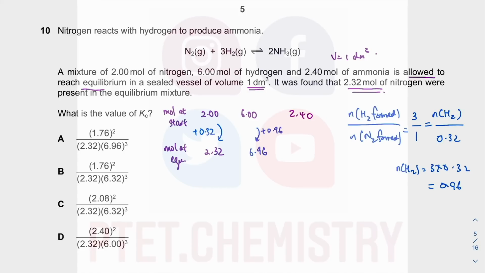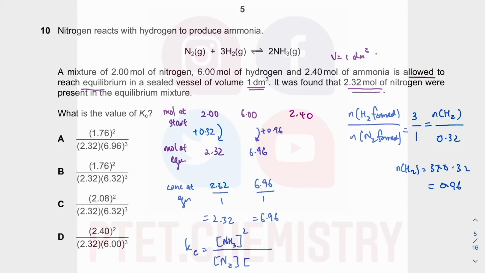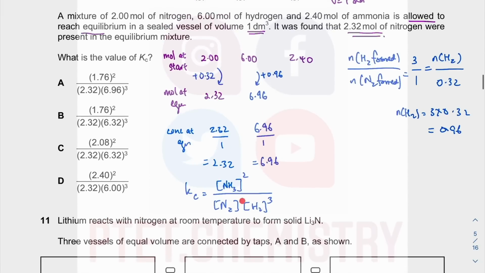Looking at that, you know the concentration at equilibrium. Of course, I haven't finished with the NH3 yet, but I'm just trying to see what I can do in a multiple choice paper. Divide by 1 dm cube, so it's going to be itself. And then 6.96 divided by 1 dm cube is going to be itself. And we know Kc is going to be the concentration of NH3 squared divided by the concentration of N2 to the power of 1 and H2 to the power of 3, based on the stoichiometric ratio. Don't forget the square and don't forget the cube. This is to the power of 1, so you don't have anything there. So we are looking for divide by 2.32 to the power of 1, which this one has. We are looking for 6.96 to the power of 3.